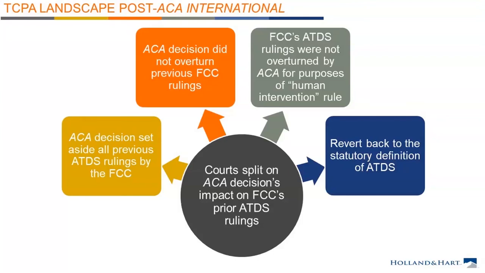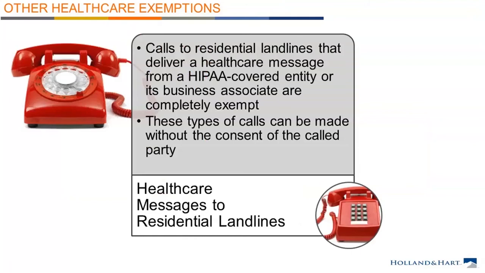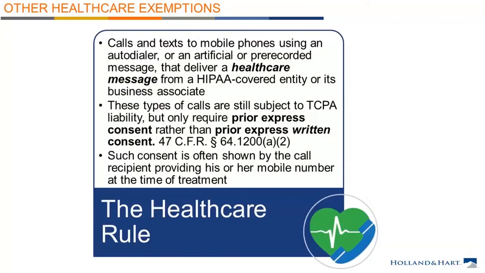So moving forward, I want to talk about a few more healthcare exemptions to be aware of. One is healthcare messages to residential landlines. Calls to residential lines that deliver a healthcare message from a HIPAA-covered entity or its business associate are completely exempt from the TCPA, so they don't need to seek consent of the called party for these particular calls. And we'll go into what a healthcare message means in just a moment. The other exemption has become known as the healthcare rule.